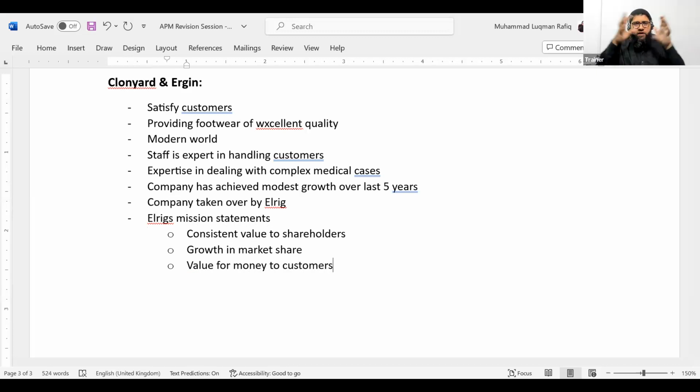Now, if you just read through this, you would understand that Elric is an altogether different operation. Their objective is a bit different. They're more shareholder focused. They're more focused upon giving value for money, ideally price competitive, things like that. Whereas these people, their aspiration is not to grow very quickly. Their aspiration is more modest growth. They want to have a good connection with the customers. They want to specialize. That's where the difference lies between them.